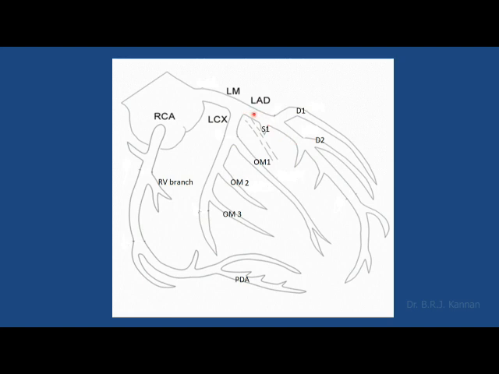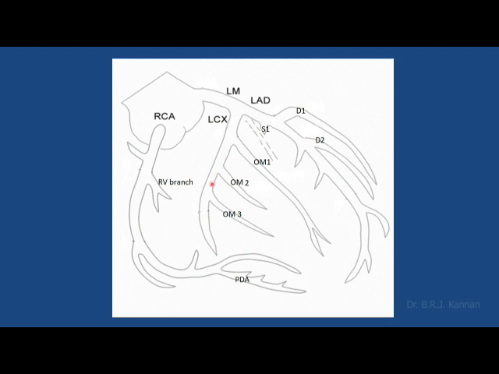Okay, so this area of the left anterior descending artery prior to the major diagonal and major septal is called the proximal left anterior descending artery, proximal segment. This segment is the mid segment, and all these segments are called the distal segment of the left anterior descending artery.